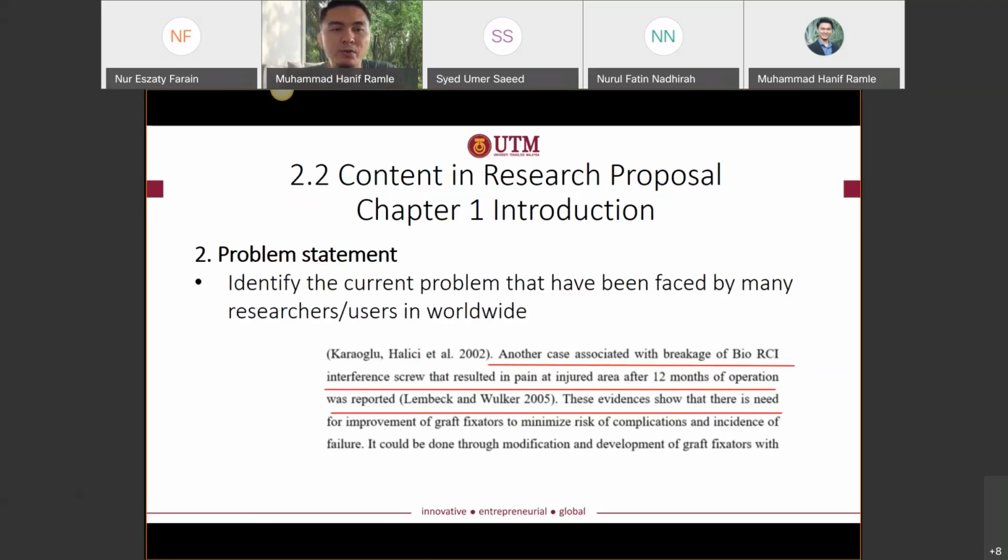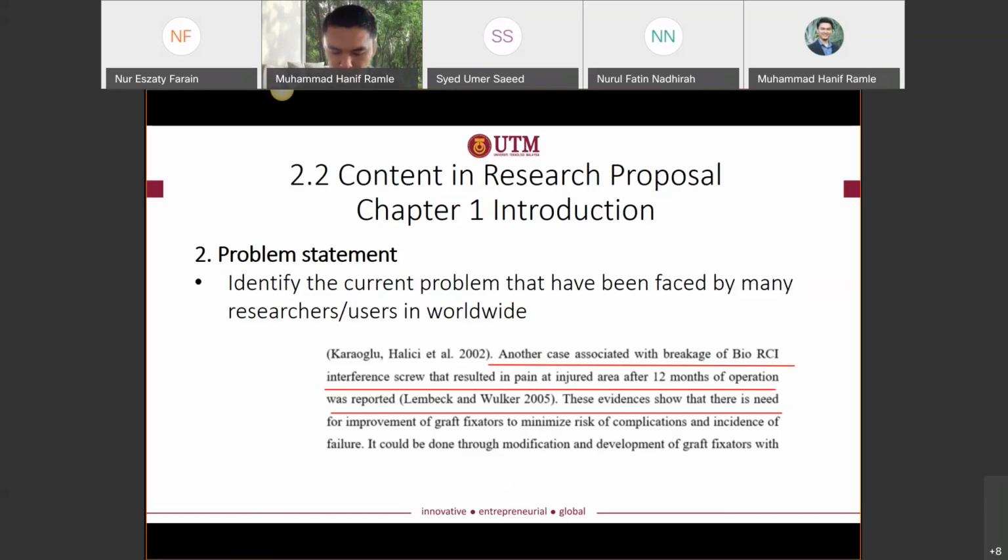So move forward to the problem statement. You have to identify the current problem that has been faced by many researchers worldwide. The problem may not yet be solved by other researchers. Maybe it has been, but not documented, not published yet. So we base it on publications. If there is no publication on that, it means no one is dealing with that research problem.